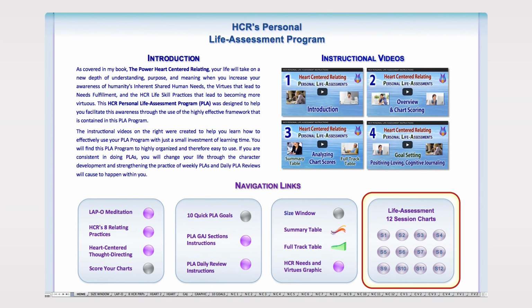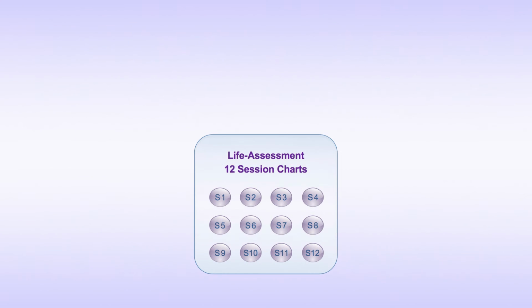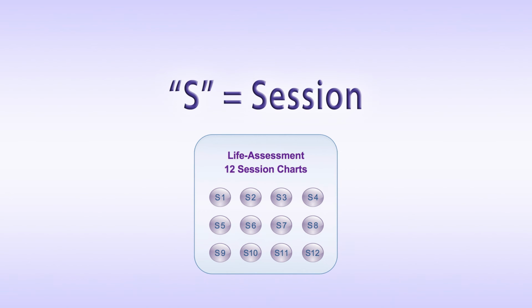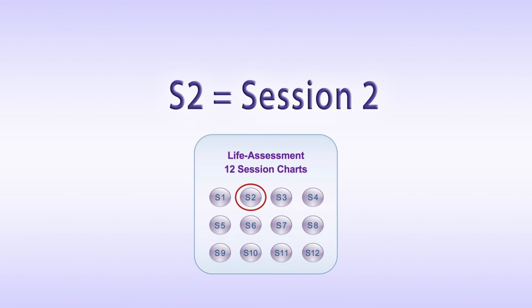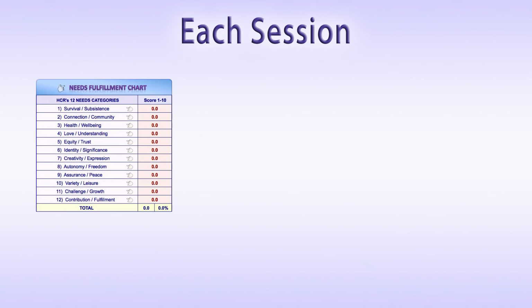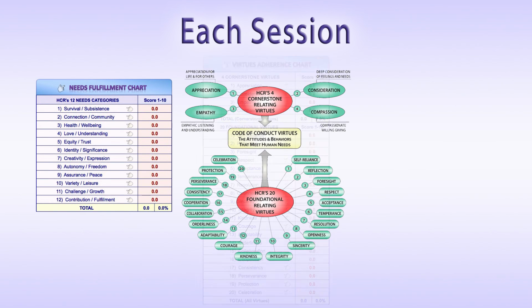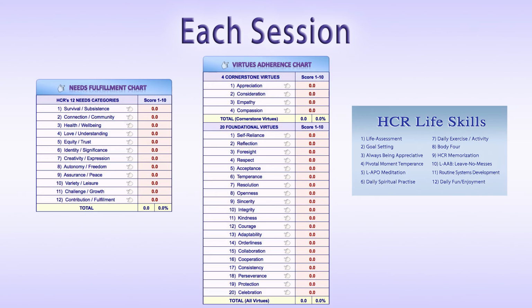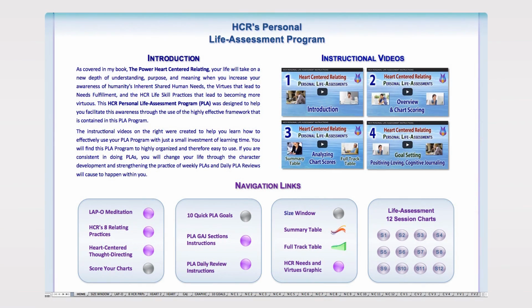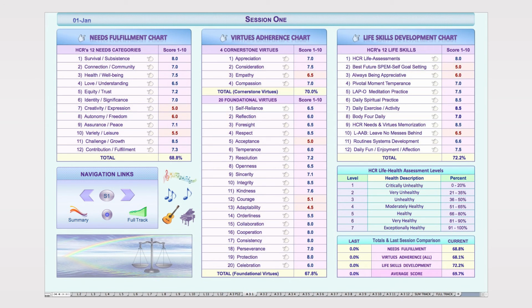On the home page, the right panel contains the session link buttons. The S on each button stands for session, S1 for session 1, S2 for session 2, etc. Each session has the 12 basic needs categories listed on the needs chart, the 24 HCR virtues on the virtues chart, and the 12 HCR life skills on the life skills chart. On the home page, you access whatever session you're on by clicking that session number, in this case, S1. Each session page is identified in the top title, as well as by the S button on the navigation panel, and each of the charts are titled at the top of that chart.